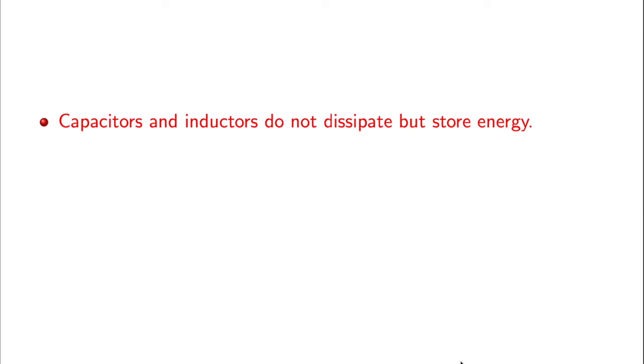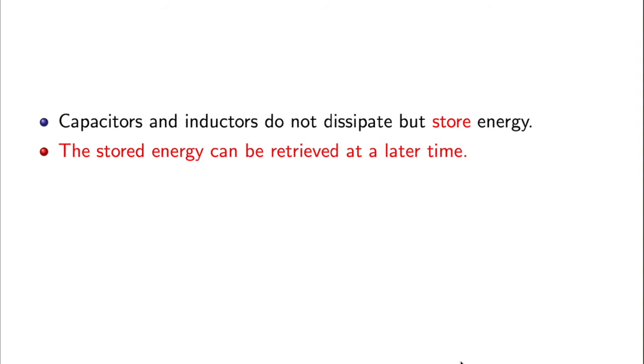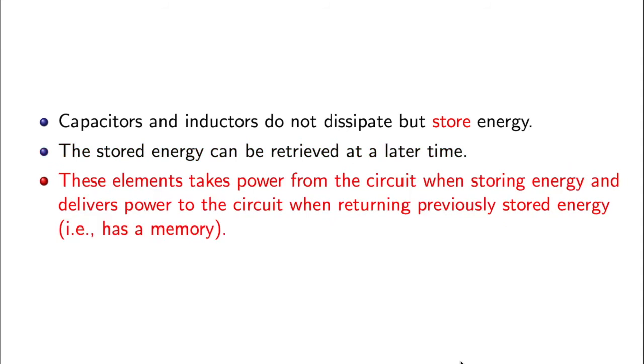Capacitors and inductors are also passive elements, but they have different behavior than the resistor. A resistor is continuously absorbing power and dissipating energy, whereas capacitors and inductors do not dissipate the energy but store it. The inductor stores the energy in the magnetic field, and the capacitor stores the energy in the electric field. This stored energy can be retrieved at a later time instant as and when needed, or the way we are controlling the circuit.